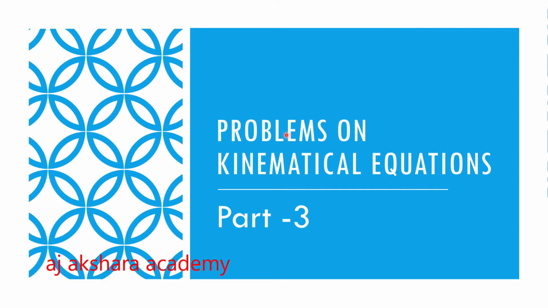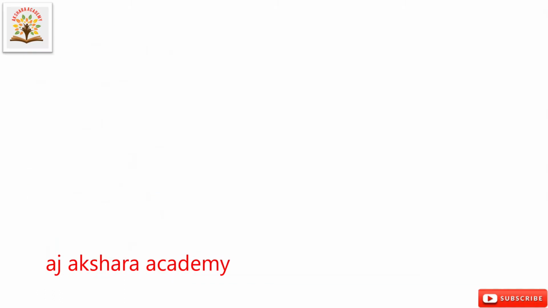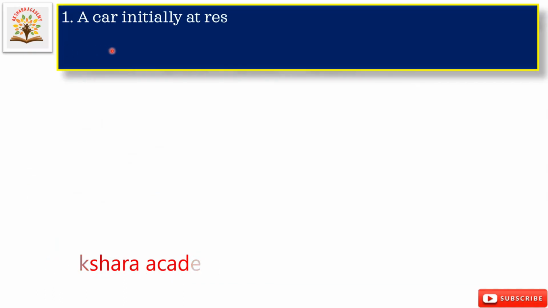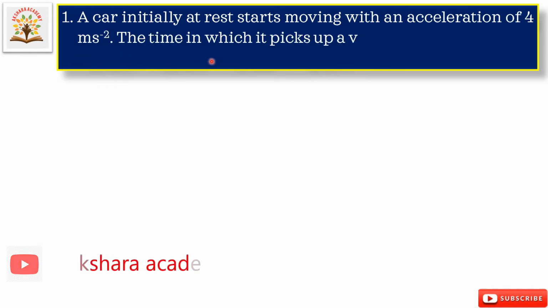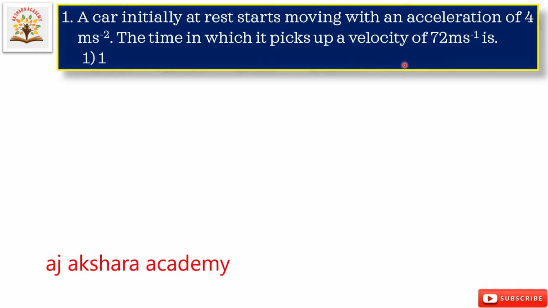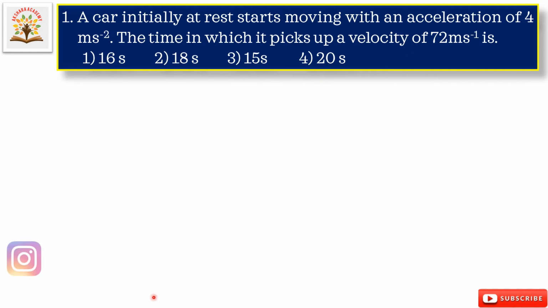Okay, let us go to today's session. First one. A car initially at rest starts moving with an acceleration of 4 meters per second square. The time in which it picks up a velocity of 72 meters per second is. Here we have to calculate the time taken. Now let us go to the solution.